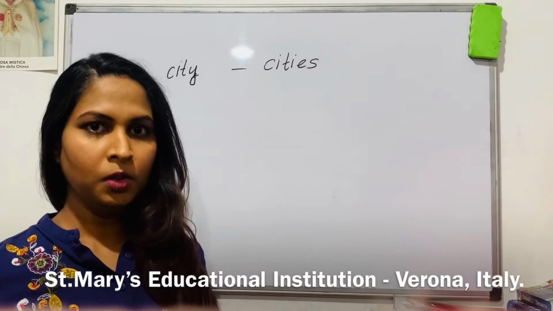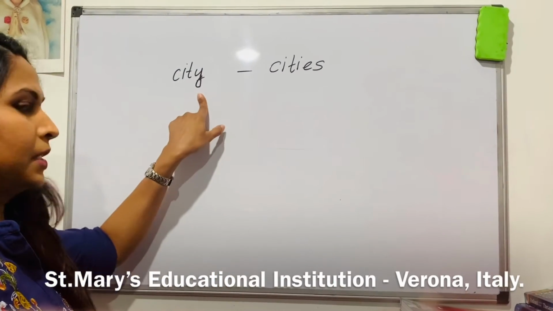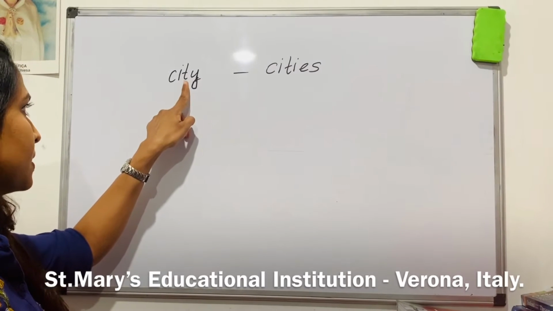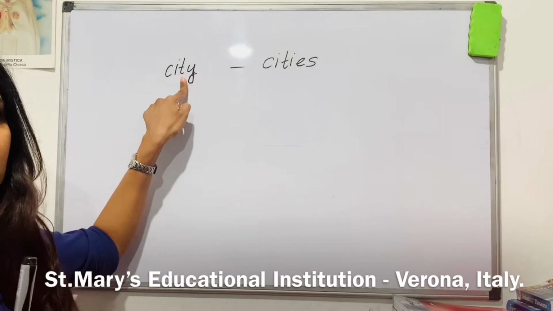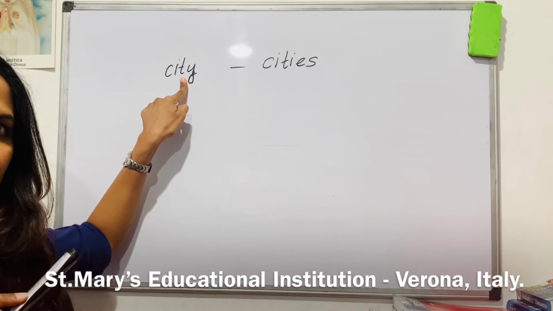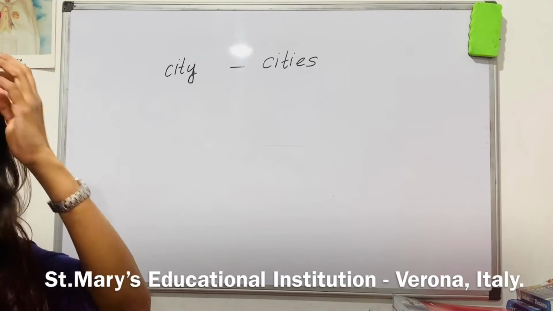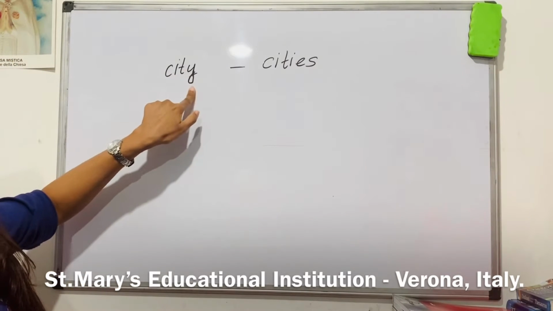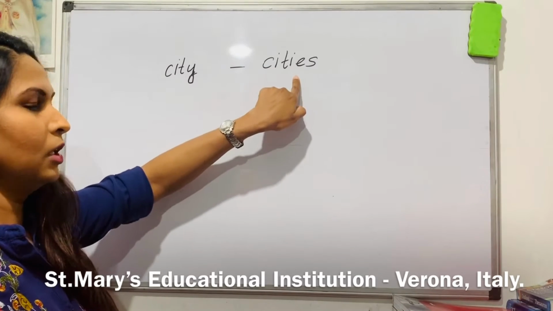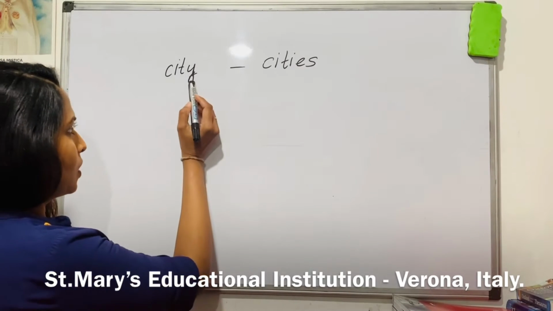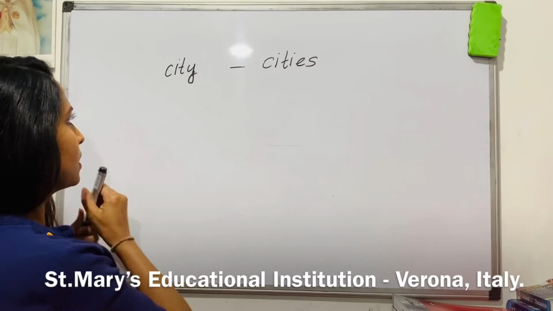Let's talk about another rule when we change singular into plural. If a word ends in Y and has a consonant before that, consonant means not the vowels. A, E, I, O, U are the 5 vowels and the other letters are called consonants. City becomes cities when it is changing into plural. That is because the last letter is Y and it has a consonant before that.